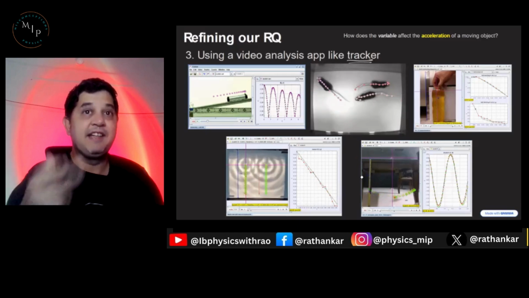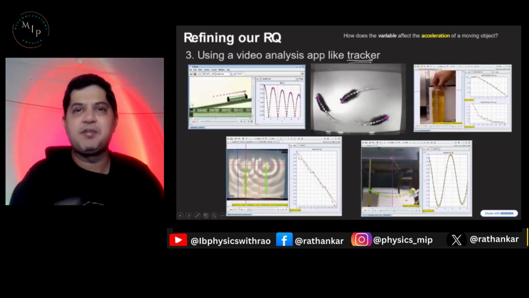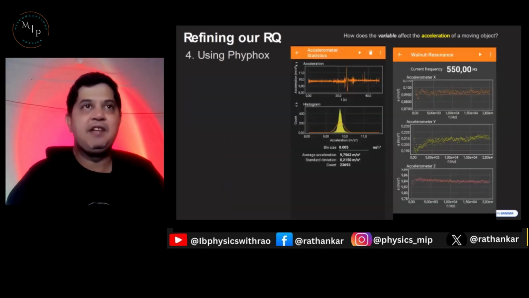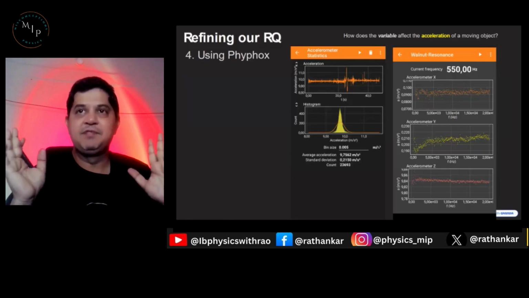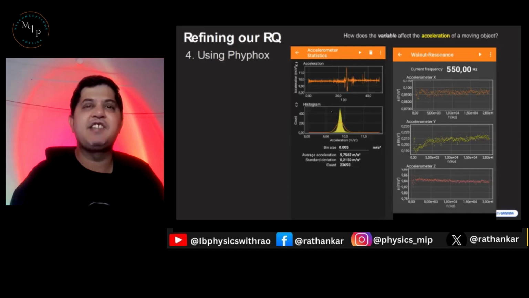Okay, in the next slide I'll show you what other things you can do using your phone. So you can do a lot of things over here. Next, Phyphox. This is a free app available for your phone, and you can conduct a large number of experiments using this. Most of the sensors are available, so you can use an accelerometer there.